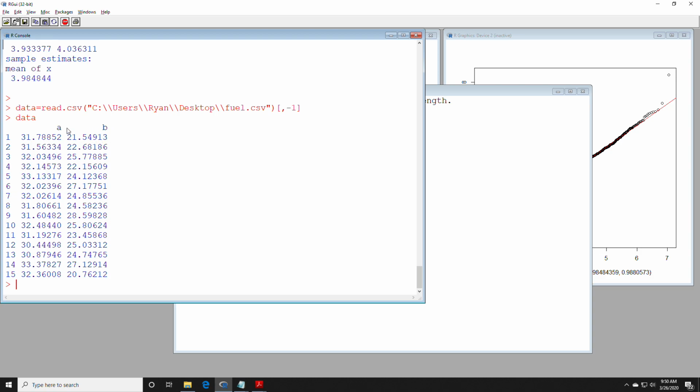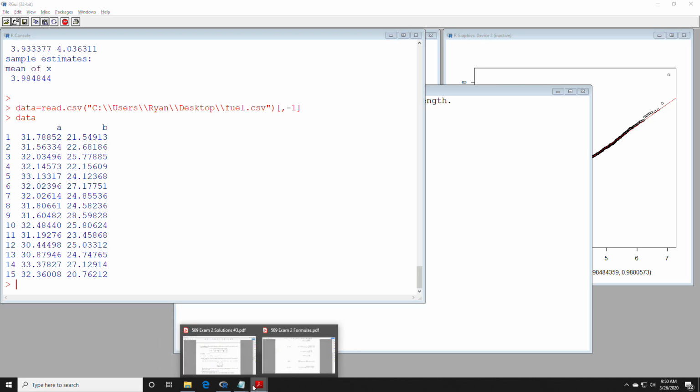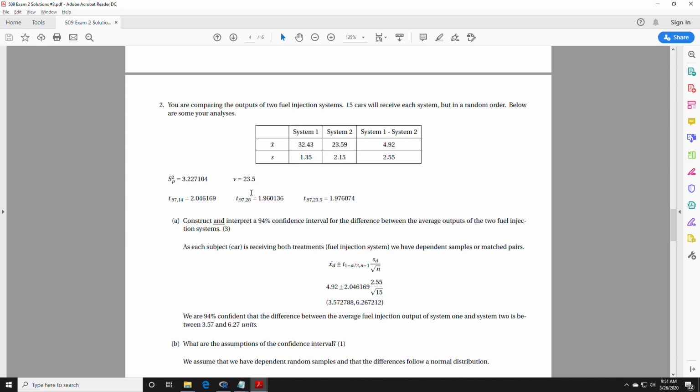Of course, I've labeled them A and B, but that's arbitrary, right? Car 1, fuel injection 1, fuel injection 2. So each row represents a different car, and so this is a matched pairs design, okay? And that's very important to us. So we know now which method to use.